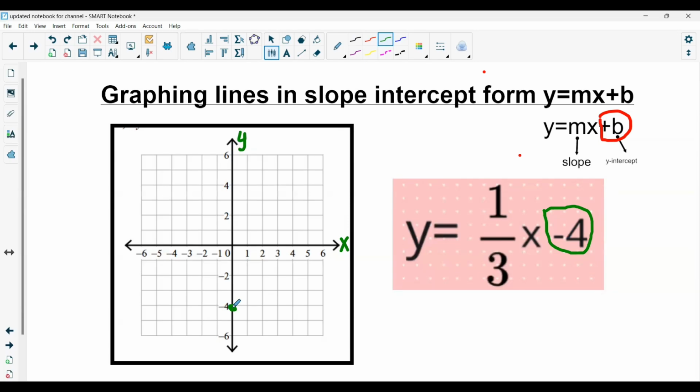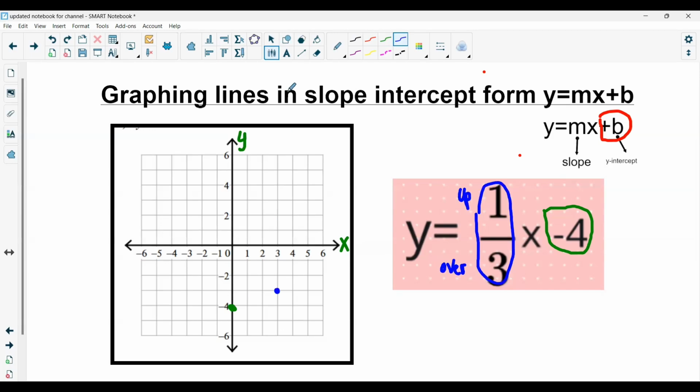Then from our y-intercept, we look at our slope. This number here. We have 1 over 3. That is our slope. That means to move up 1 and over 3. Up and over. That's what rise over run is. The number on the top tells you to move up or down, and the number at the bottom tells you to move over. So here we go. Starting from our y-intercept, we're going to move up 1, and we're going to move over 3. 1, 2, 3. You see?